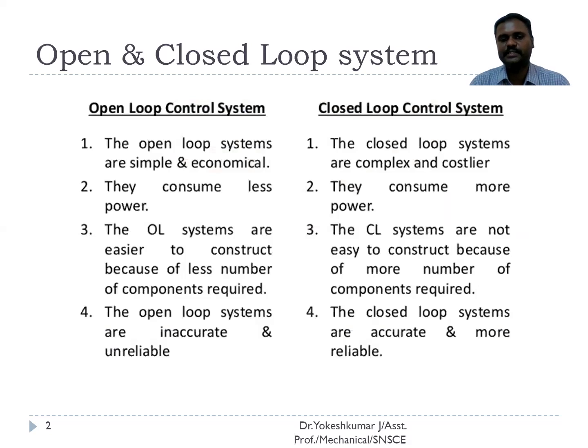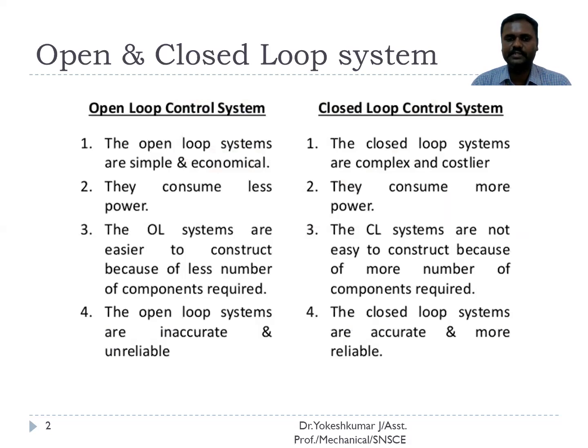And the third difference: open loop systems are easier to construct because fewer components are required. Whereas the closed loop system's construction is not easy, because more components are required. We need to make an assembly setup, assembly procedures, and assembly sequences also, which is not economical and is costlier also.